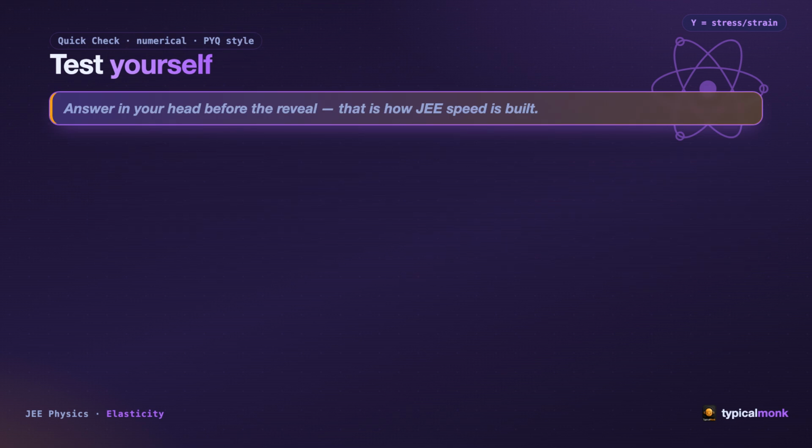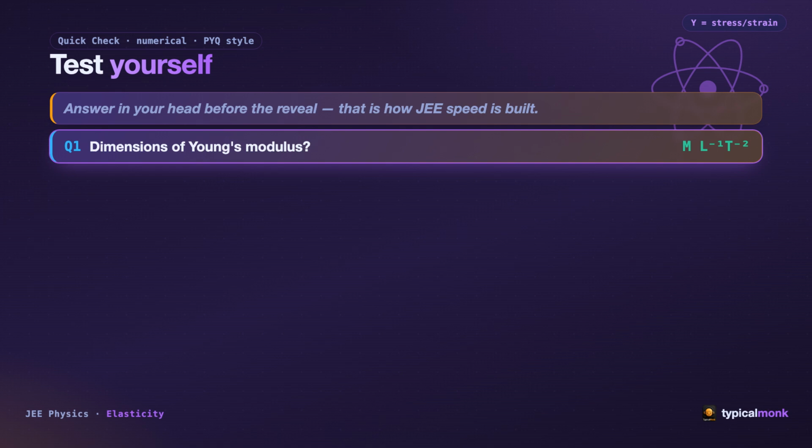Time to test yourself, rapid fire, and every answer today is a number. Here is the rule. I ask, you answer in your head before the reveal. No pen, no paper, just what you built today. Question 1. What are the dimensions of Young's modulus? Same as stress, M L to the power minus 1, T to the power minus 2.